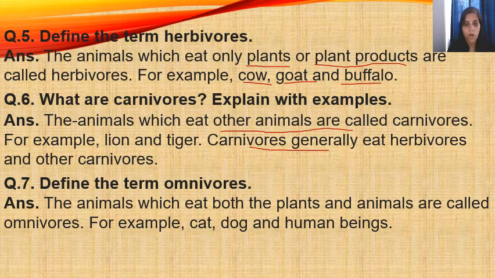Define the term omnivores. The animals which eat both plants and animals are called omnivores. The examples are cat, dog, human beings. That means they eat plant products as well as animals. Clear? So I think these three terms, herbivores, carnivores and omnivores, are clear to all of you.